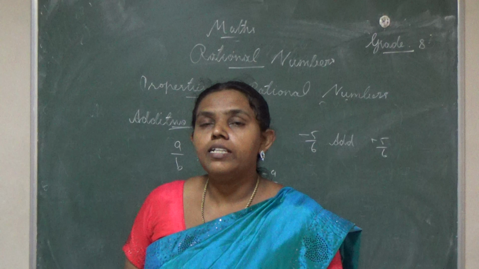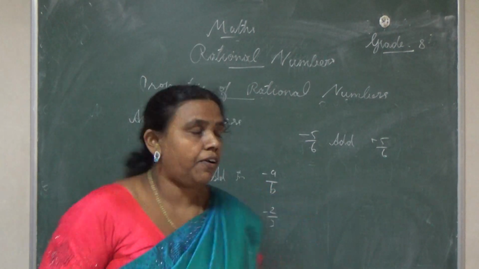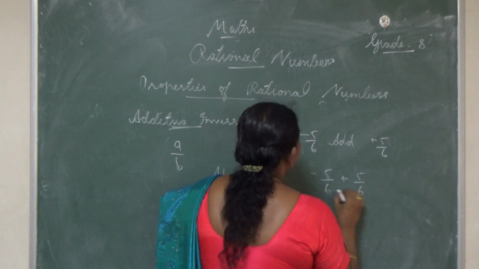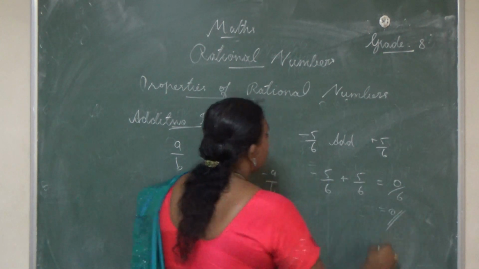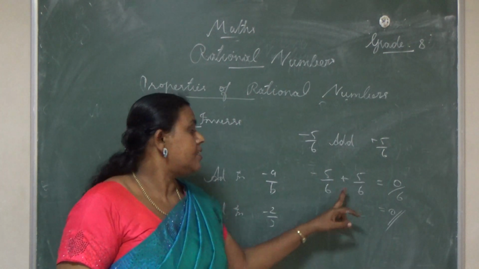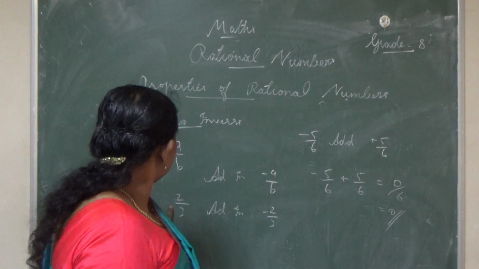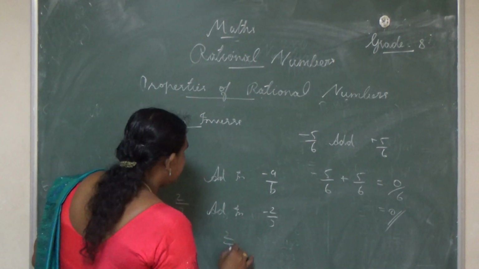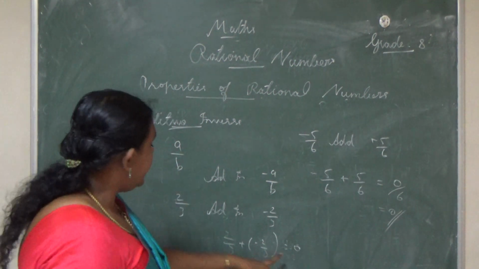So the additive inverse is the negative value. If you add minus 5 by 6 plus 5 by 6, what will you get? Minus 5 plus 5 is 0, so 0 by 6, which is equal to 0. The additive identity is 0, and the additive inverse is the opposite value. If 2 by 3 is a rational number, the additive inverse is minus 2 by 3, and 2 by 3 plus minus 2 by 3 is 0.